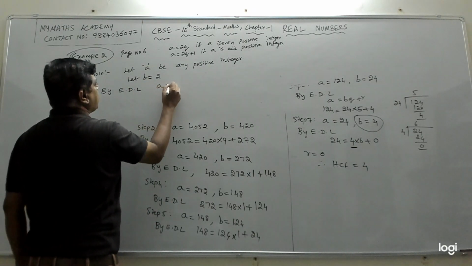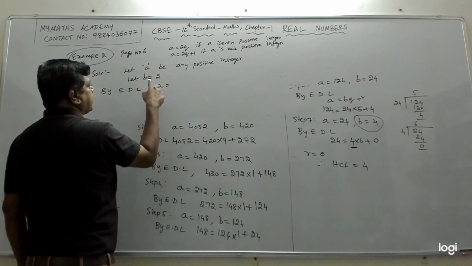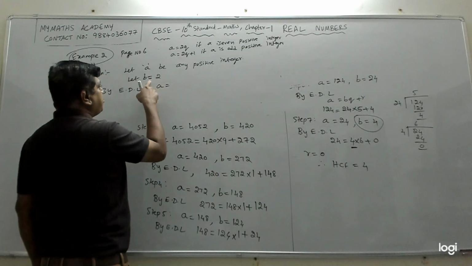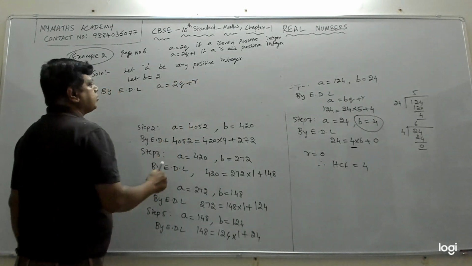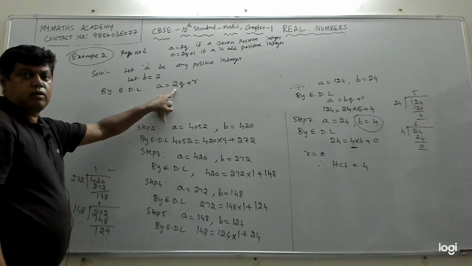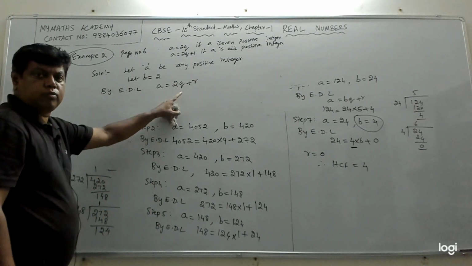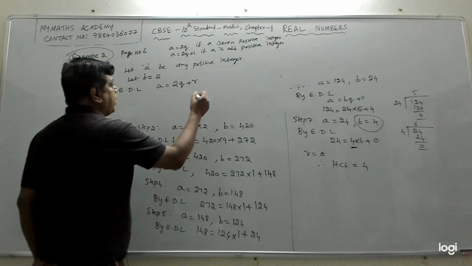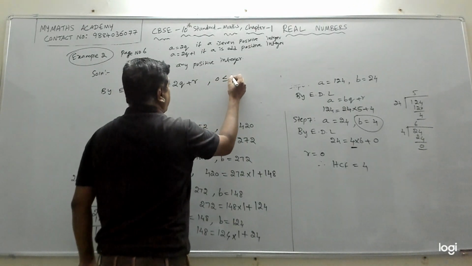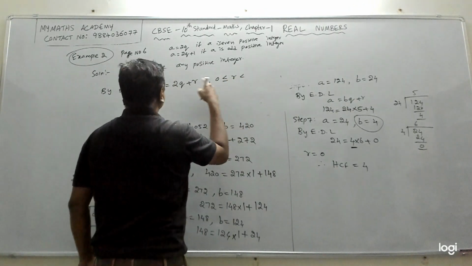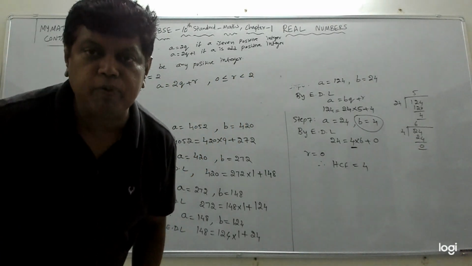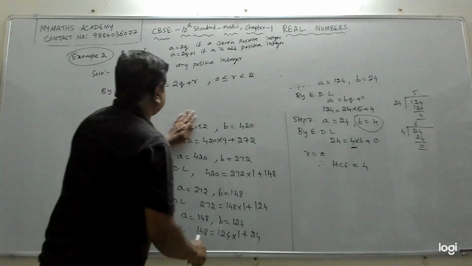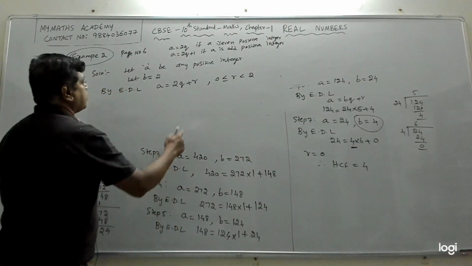I can write A is equal to BQ plus R. Here we know only B. We don't know A, Q and R. So we'll write it like this, where 0 less than or equal to R less than B. B is 2. The only value that we know here is B.